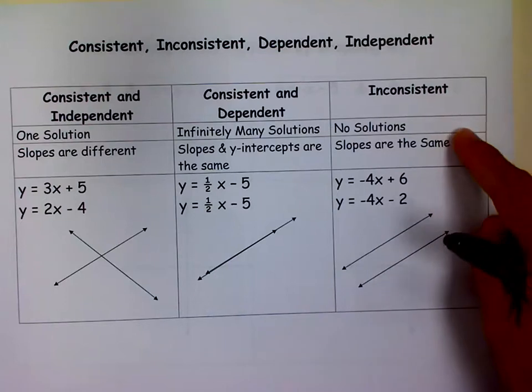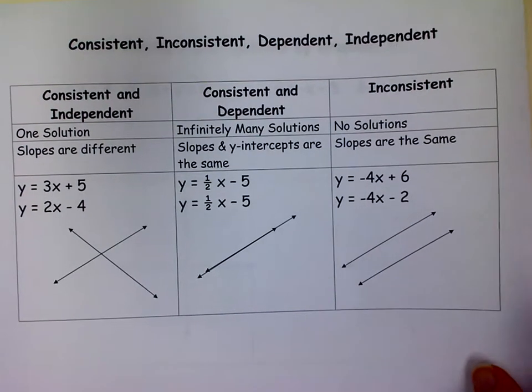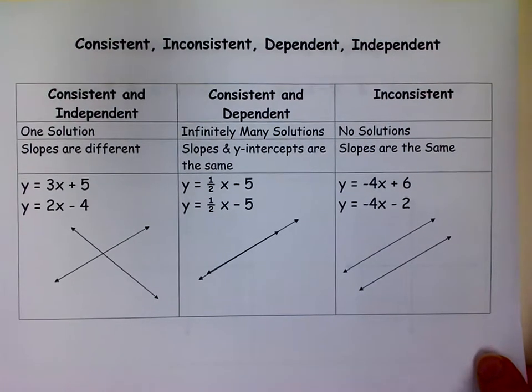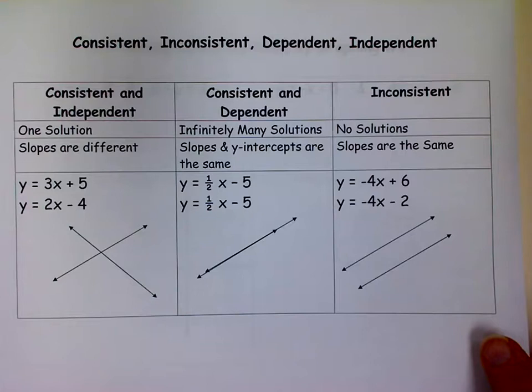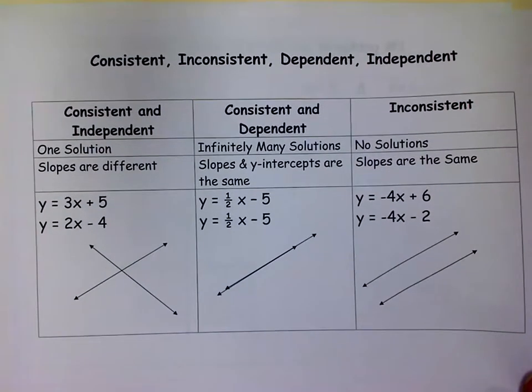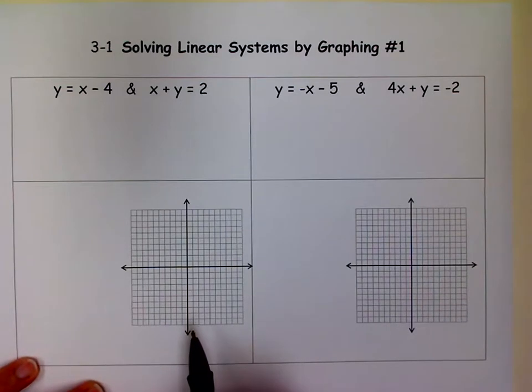And if they're parallel, they have no solutions, and that's called inconsistent. Their slopes would be the same, but they'd have different y-intercepts. So keep that in mind. You might want to jot that down or pause it and print that page off. I'll refer to this again, but I won't show you that picture again as we go in to find our solutions.